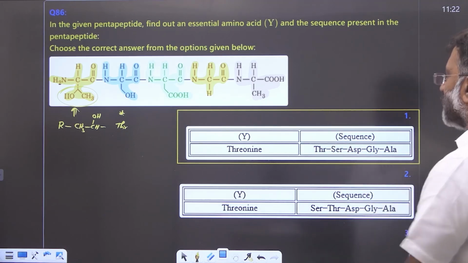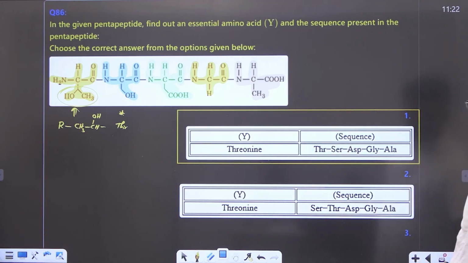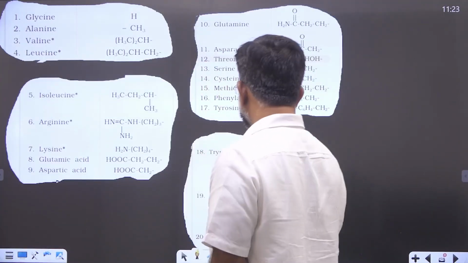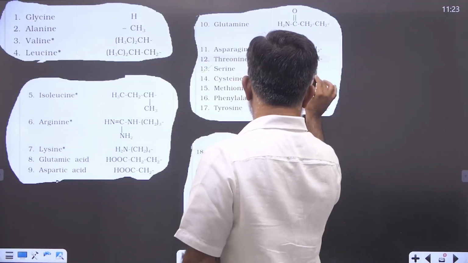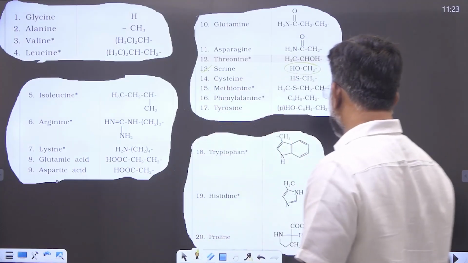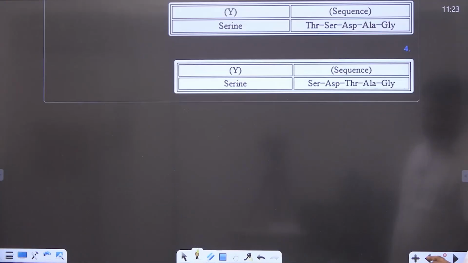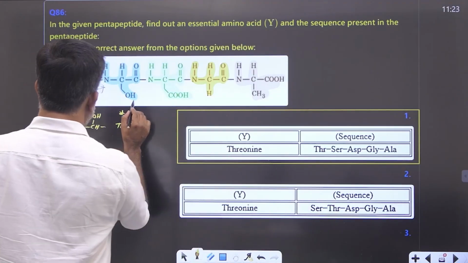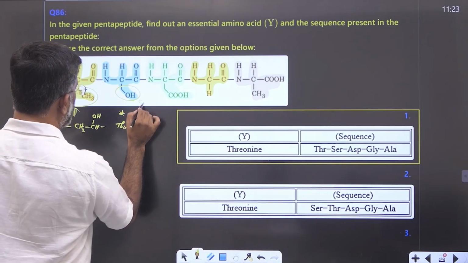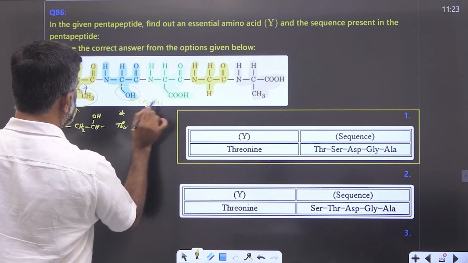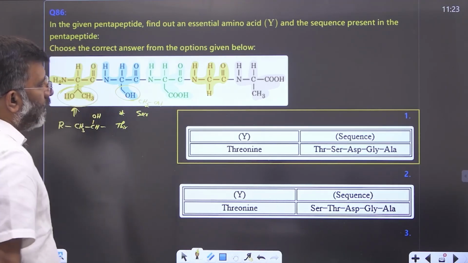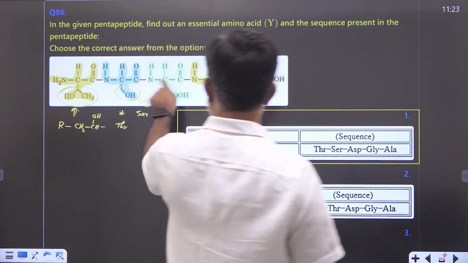Second one, serine. Isn't it correct? Here you have serine available here. This one, CH2OH group. R part is CH2OH group. You see this, this is serine. R part, it is CH2OH group. Serine. Now, third one. Next.